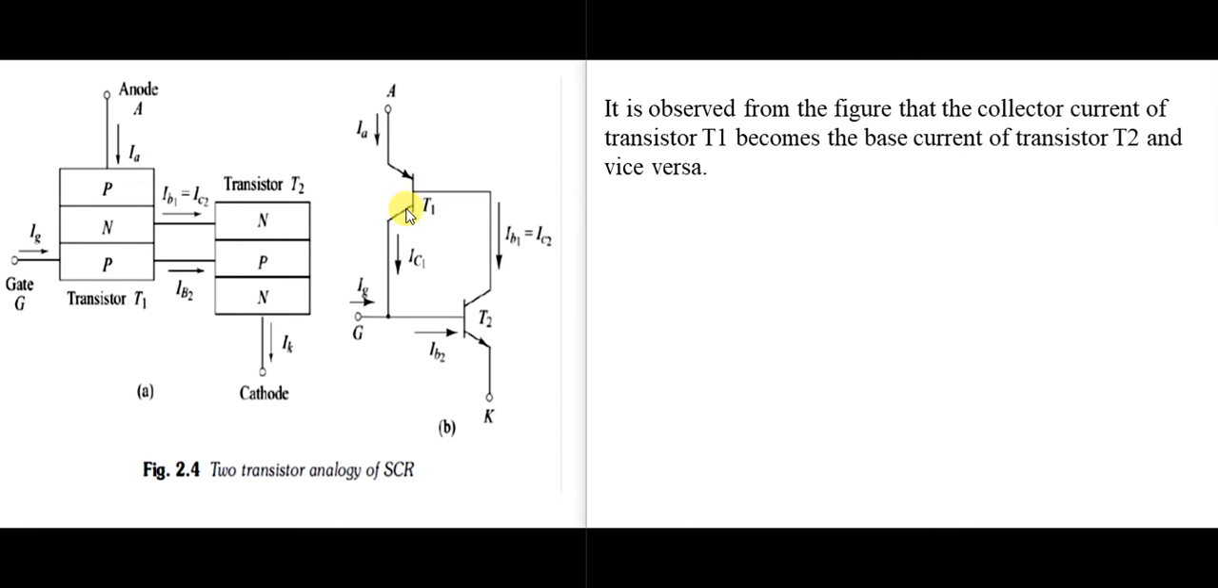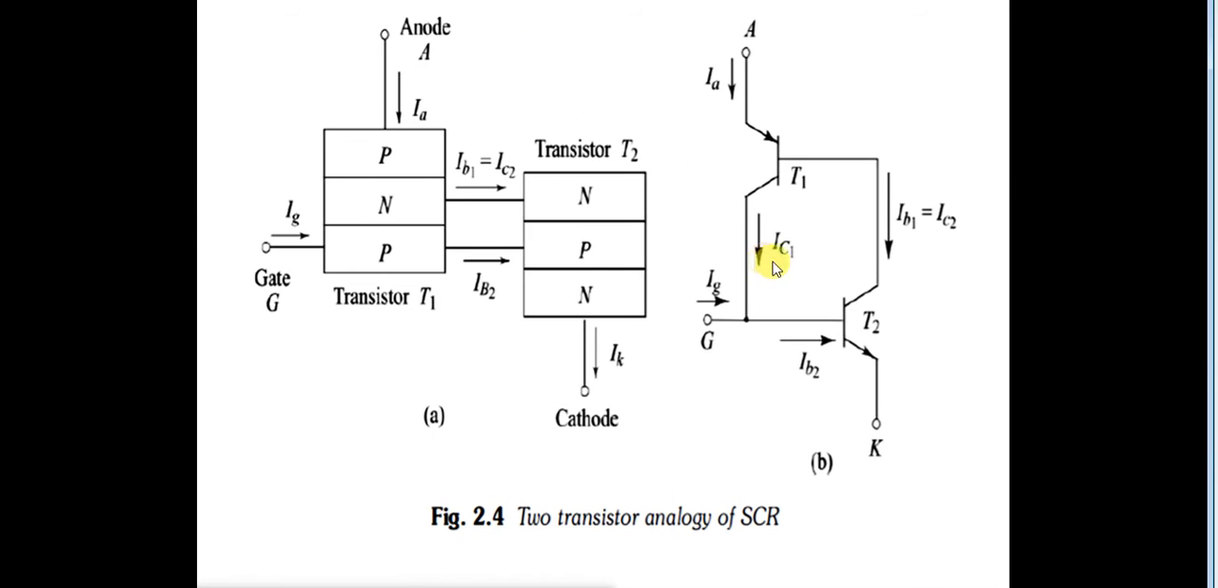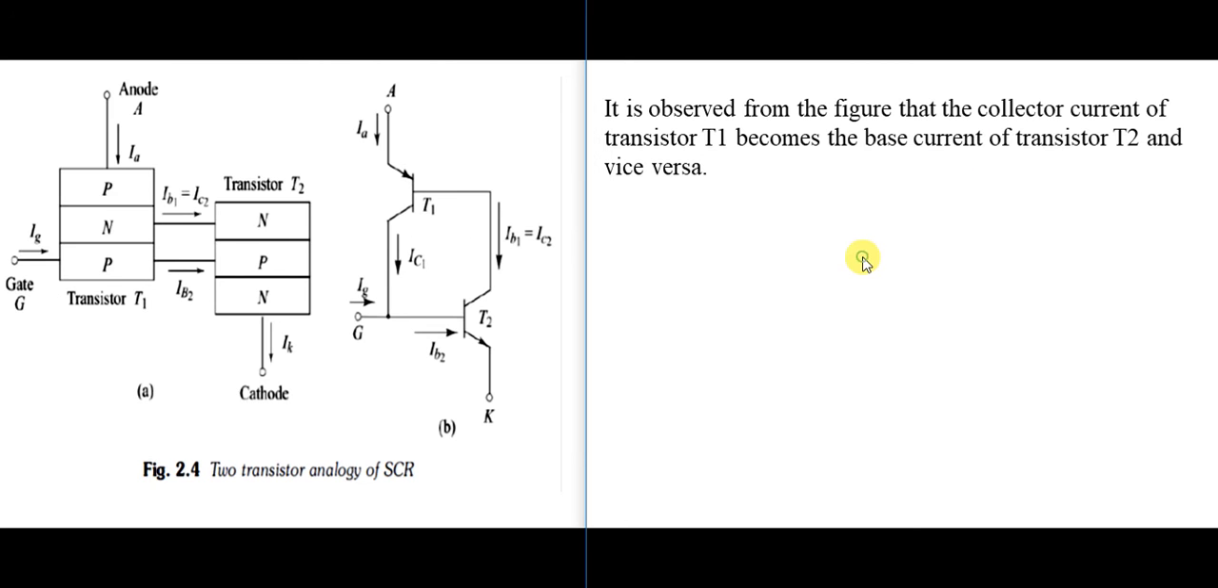In this circuit diagram we can see the collector current IC1 becoming the base current of transistor T2. Let us zoom it out. Here the collector current of transistor T1 is becoming the base current of transistor T2. Hence, collector current IC1 equals base current IB2, and base current IB1 becomes the collector current of transistor T2.